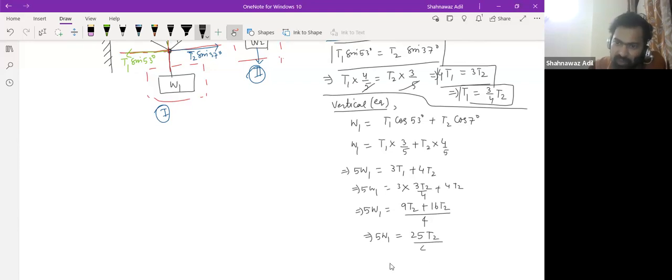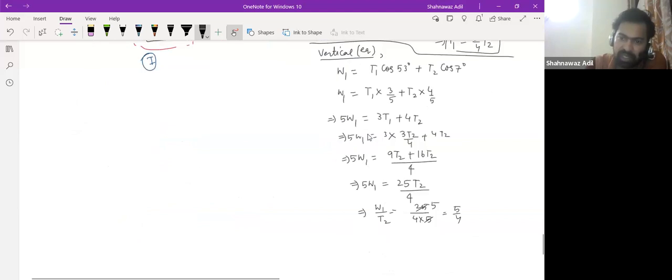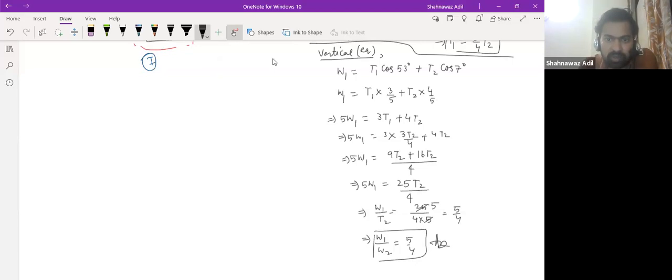This thing by 4. So I will take the T2 on this side and 5 on the other side. So 25 by 4 into 5. So yes, 5 by 4. I know that T2 is simply W2. So if I put that value, W1 by W2 is 5 by 4. That is the answer. Right, so this is a question based on pulley.